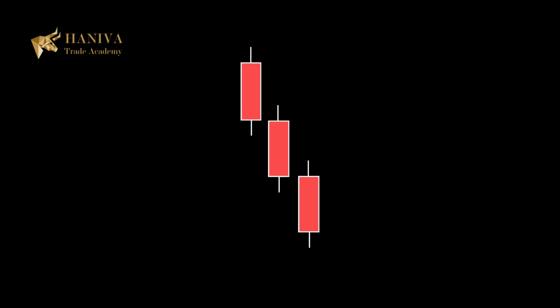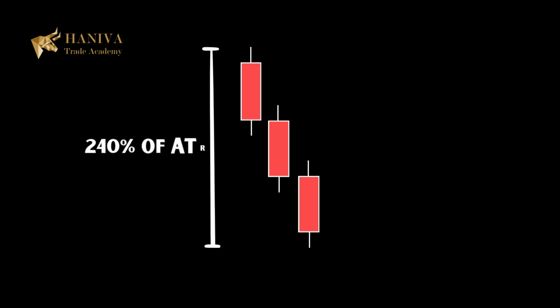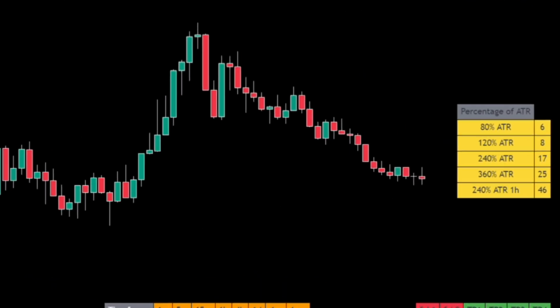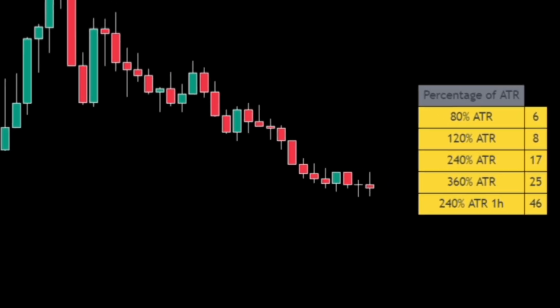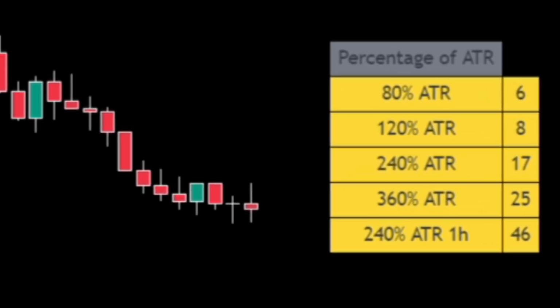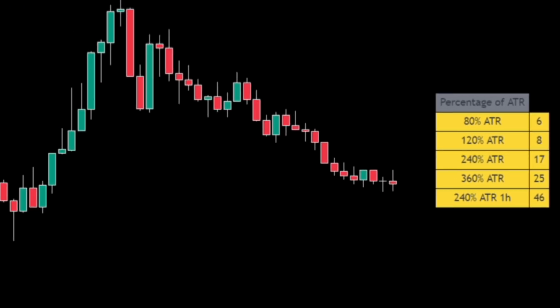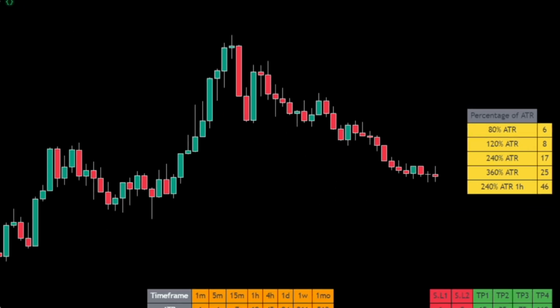How does this setup form? To form this setup, in whatever time frame we are, we need a leg corresponding to that time frame. How do we identify a leg? For a leg to exist, the price must have moved by at least 240% of the average true range of that time frame. For convenience, in our indicator, which we will release soon on TradingView after completing it, we have calculated this value. Essentially, we compare the length of the movement to 240% of the ATR of the time frame.